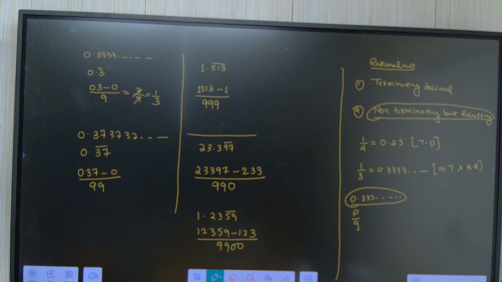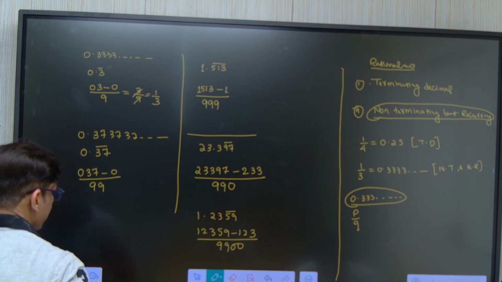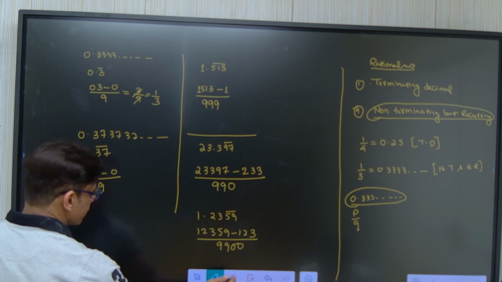Done? Okay. Sorry? Hmm. Fraction is okay. Yeah. You look at fraction, I mean, this is fraction only. All these numbers are in the form of p by q only. Clear to all of you?